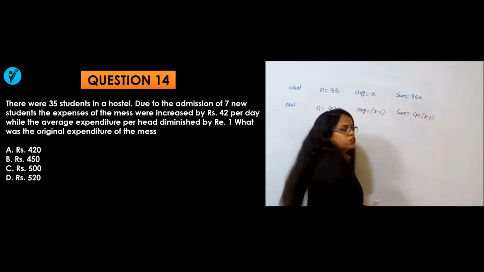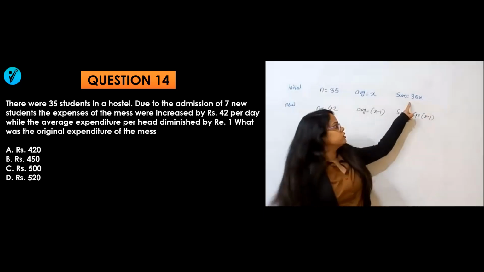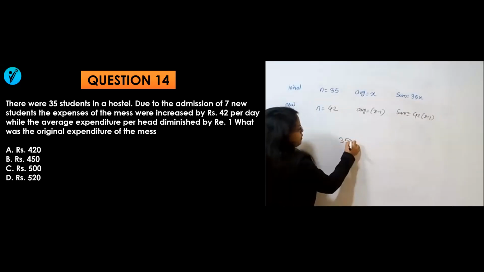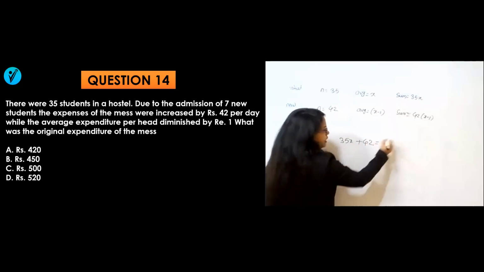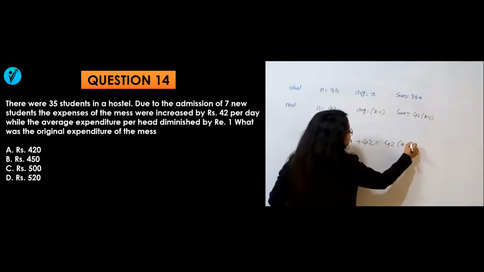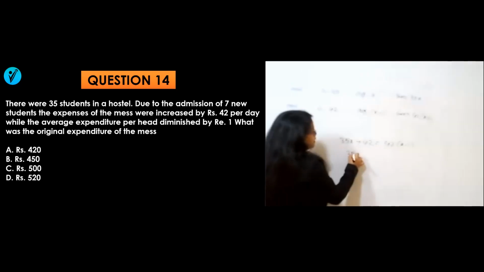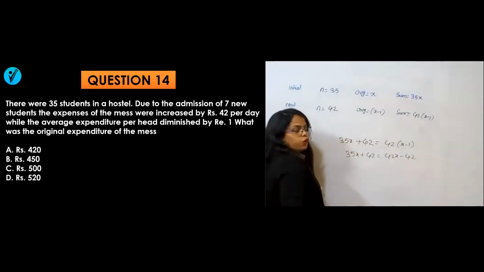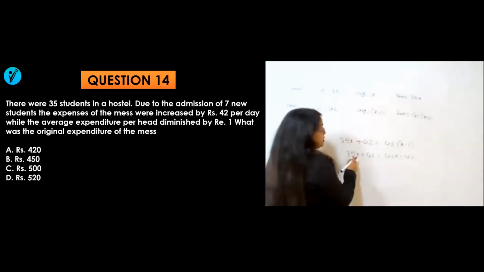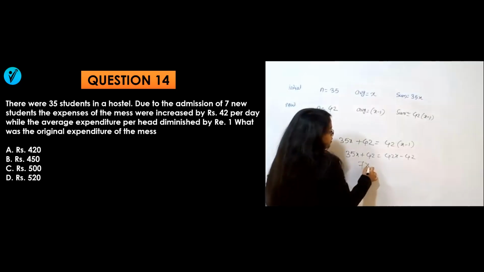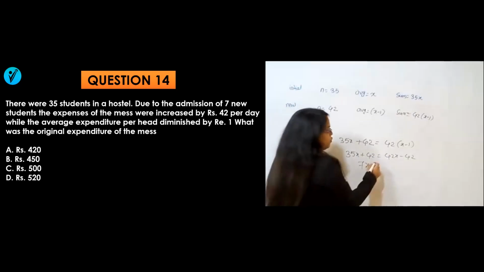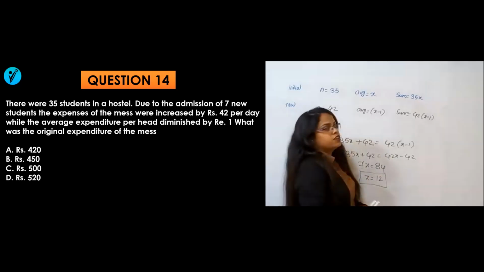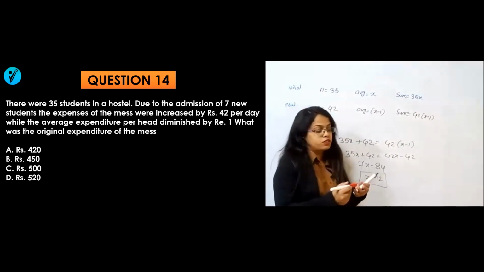But as per the question, what are they saying? Due to this, the total sum has increased by 42 rupees per day. That means in this 35x, 42 rupees has been added, so that the new sum becomes 42 into x minus 1. So it will become 35x plus 42 is equal to 42x minus 42. Then 42x minus 35x will be 7x. Minus 42 will get added here, so 42 plus 42 is 84. So x will be 12.